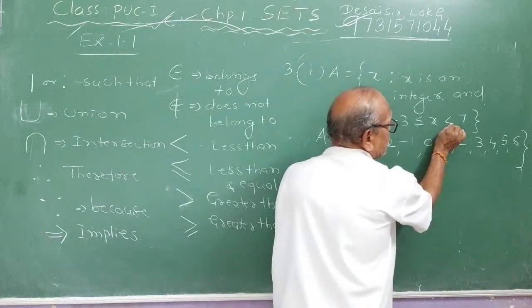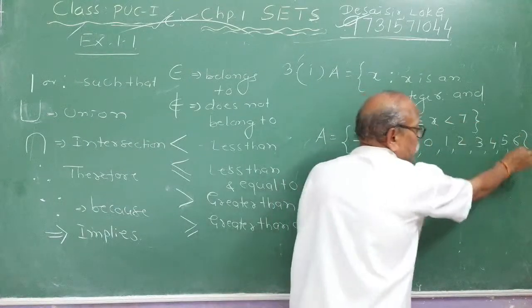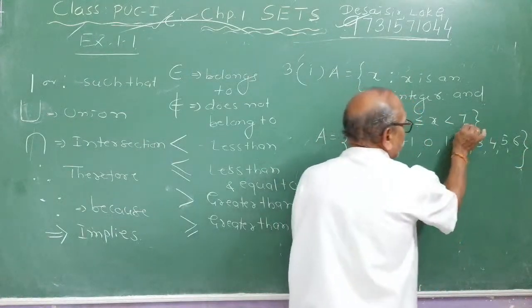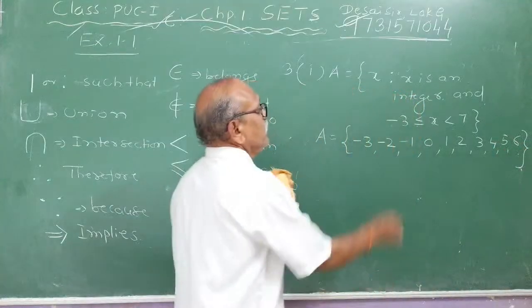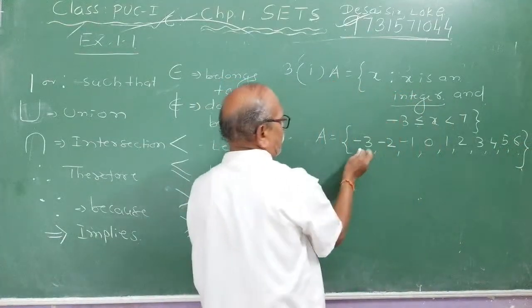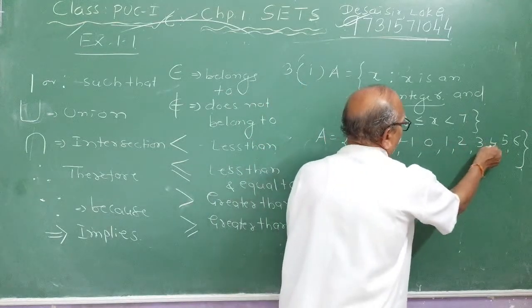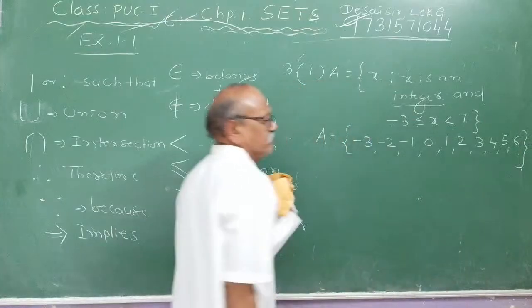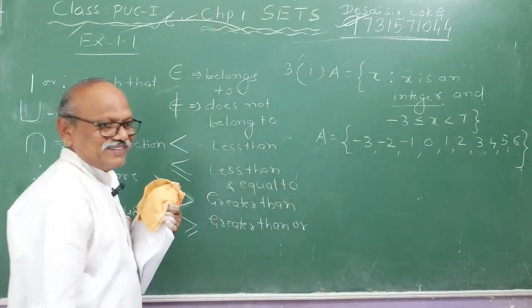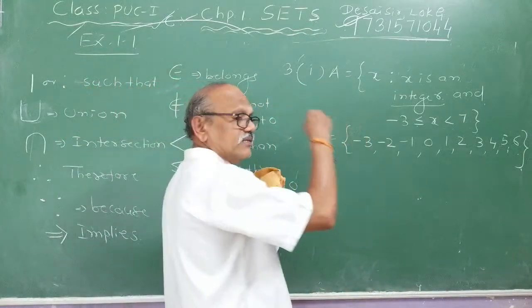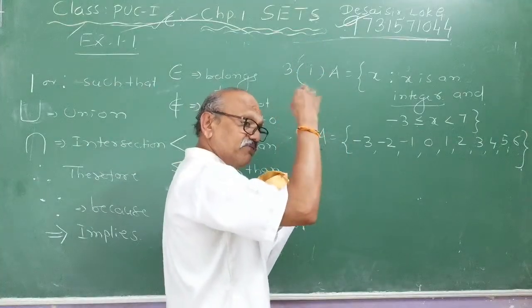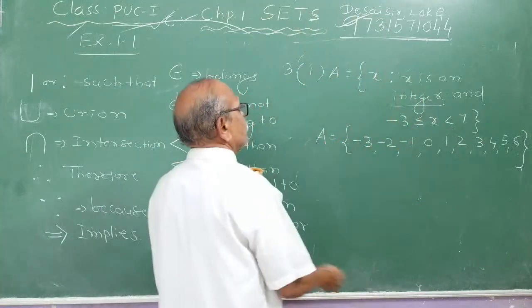And less than is there. If it is equal to, then 7 would be included. Less than 7 means you have to stop at 6 only. It is an integer. Integer starts from -3, -2, -1, 0, 1, 2, 3, 4, 5, 6. Stop. 7 you will not write. Open bracket, close bracket is a different interval. That is a different thing. You will be learning in later stages.